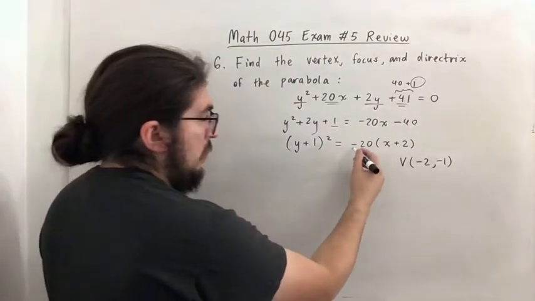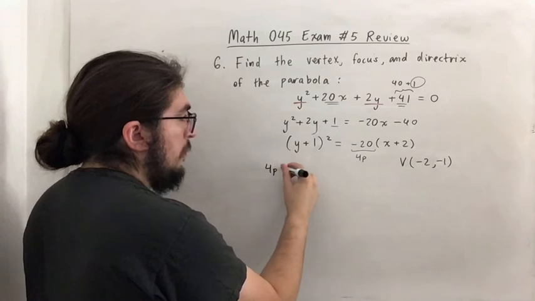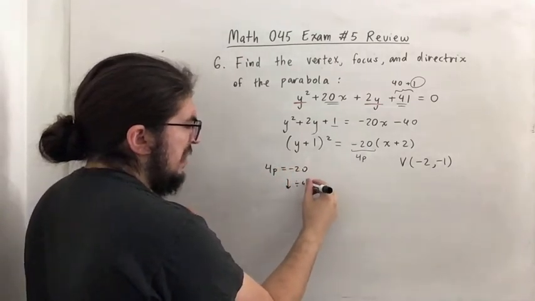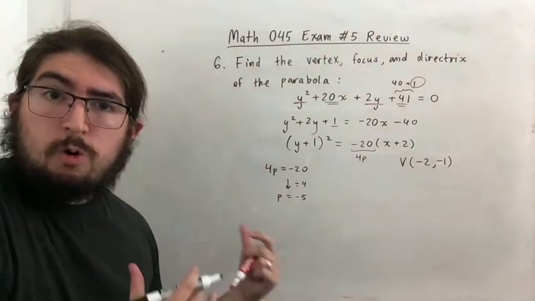What about this? What is this? Remember, this was 4p. So we can actually say that 4p is equal to -20. Dividing by 4 gives us that p is equal to -5. Since y is squared, this is a horizontal case.